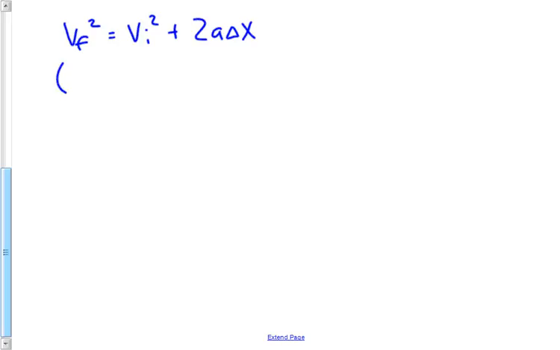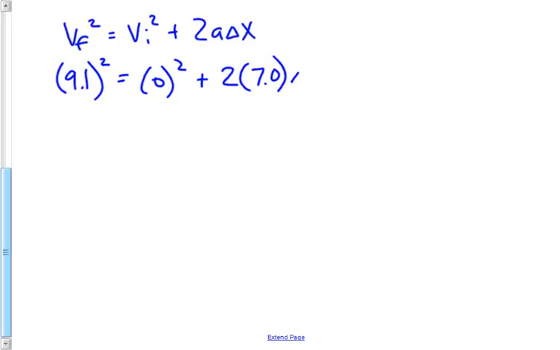So we had a final velocity of 9.1 meters per second. We figured that out earlier. The initial velocity was just 0, so it doesn't matter that we're going to square it. I'll show it anyways. Our acceleration was 7.0. You can check from above. And we're trying to solve for the delta x.